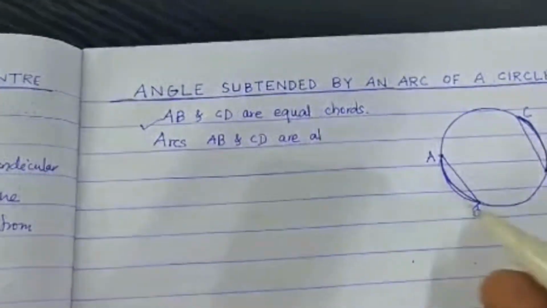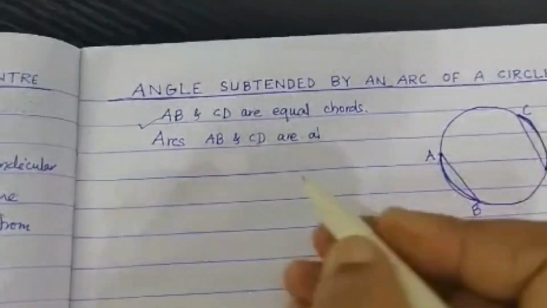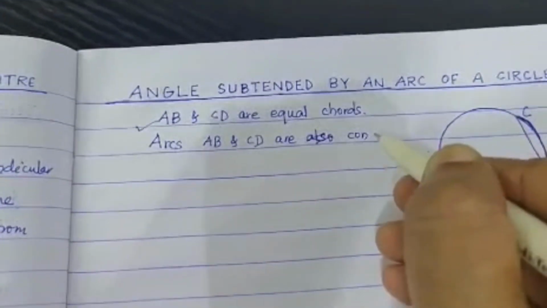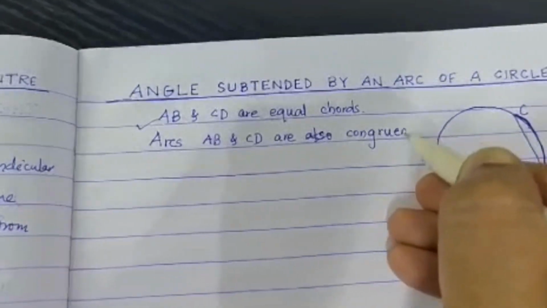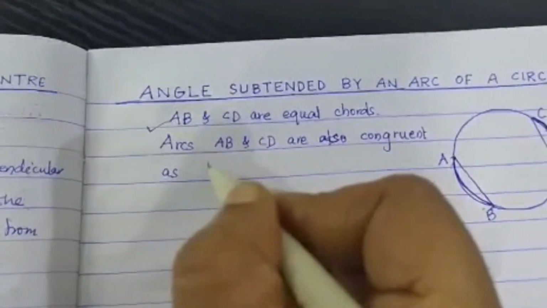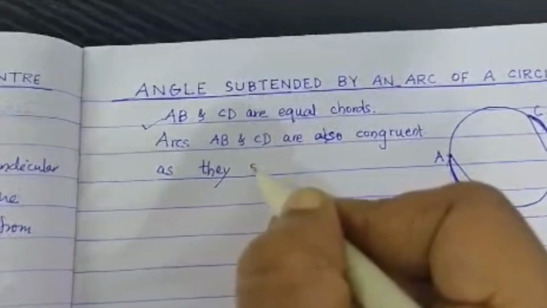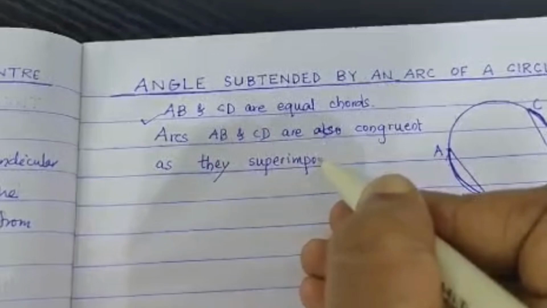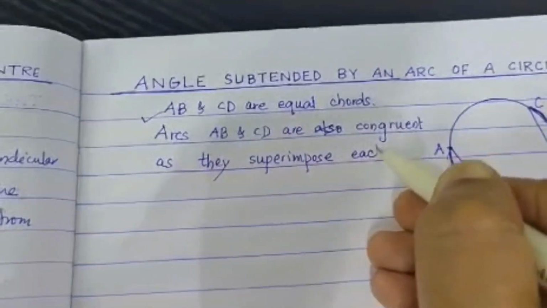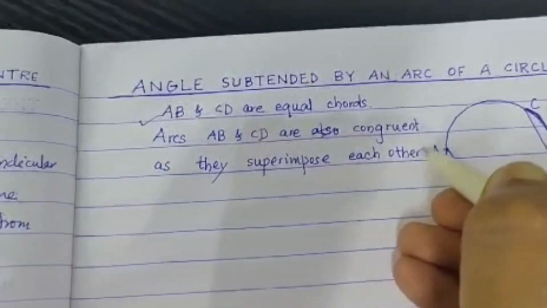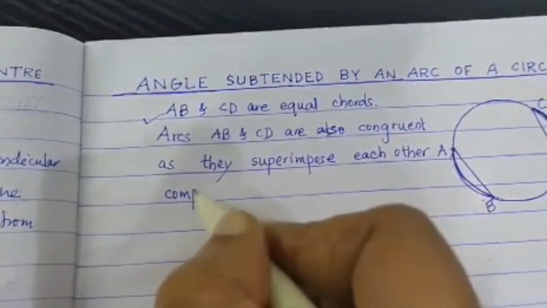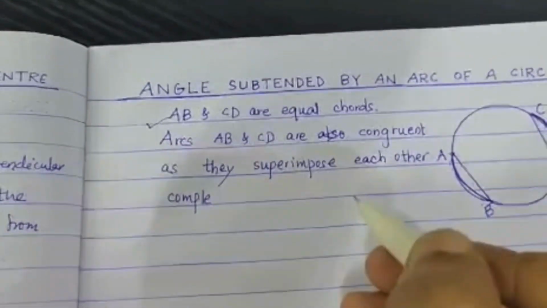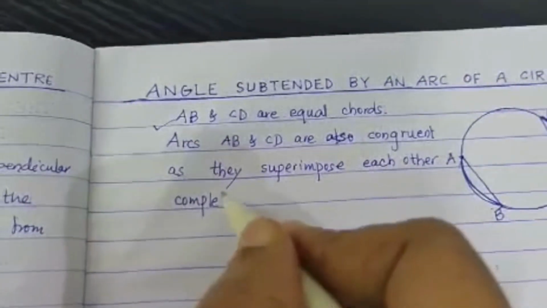You can verify this by doing this simple test. You can write that arcs AB and CD are congruent as they superimpose each other completely. You can verify this by taking another circle with other chords; each time the same result will occur.